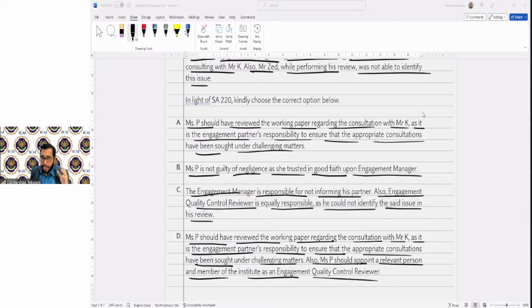Okay, so in this case, let's see one by one. Miss P should have reviewed the working paper regarding the consultation with Mr. K, as it is the engagement partner's responsibility to ensure the appropriate consultations have been sought under the challenging matters. Absolutely correct. But read further. Let's see B and C, BCD also. Miss P is not guilty of the negligence as she trusted in good faith. No, she should have reviewed. The engagement manager is responsible for not informing his partner. Also, engagement quality control reviewer is equally responsible. No. Engagement partner's responsibility was there.